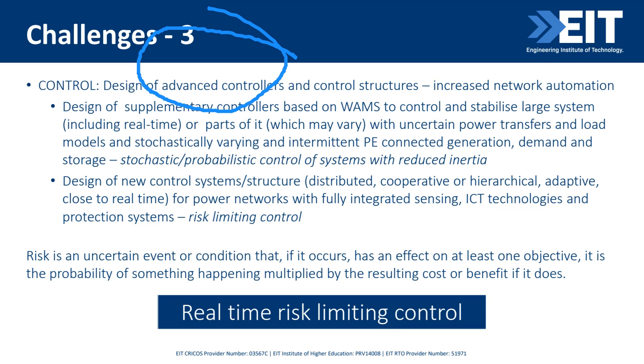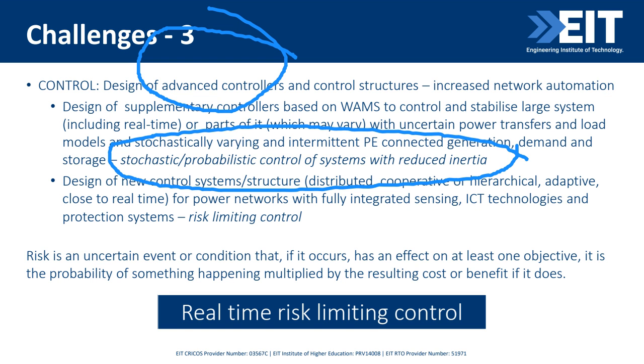Again, you remember I talked about VAMs. VAMs will control and stabilize the last system, including those systems which are in real time or parts of it which may vary. All this has to be done in an uncertain power transfer and load model, and stochastically varying and intermittent power electronic connected generation, demand, and storage. So you have to make a stochastic probabilistic control of systems with reduced inertia.